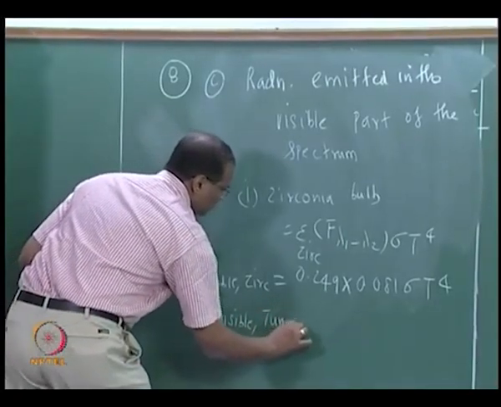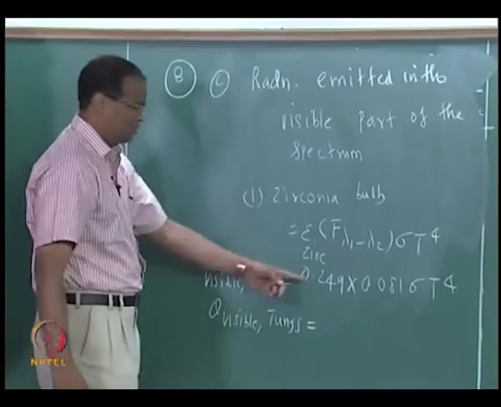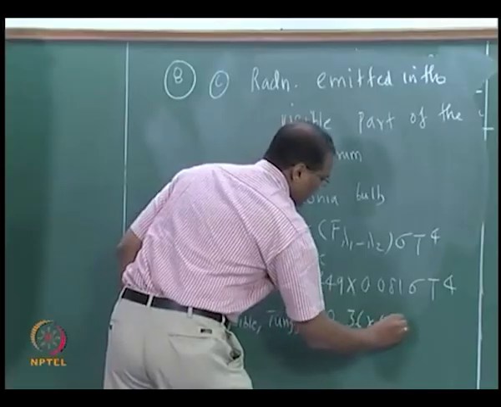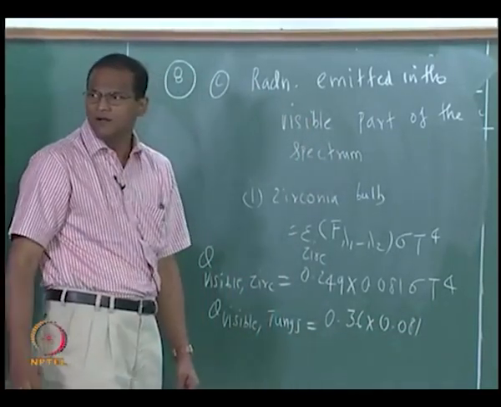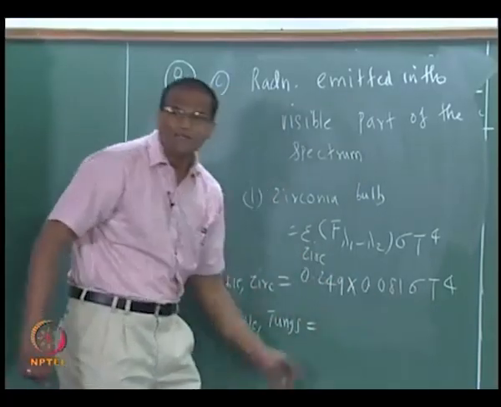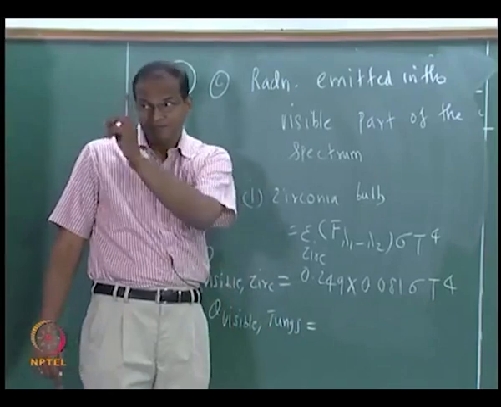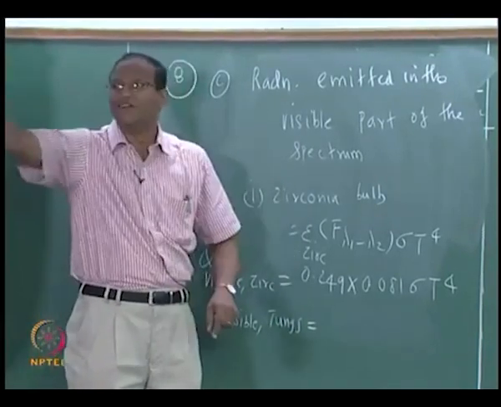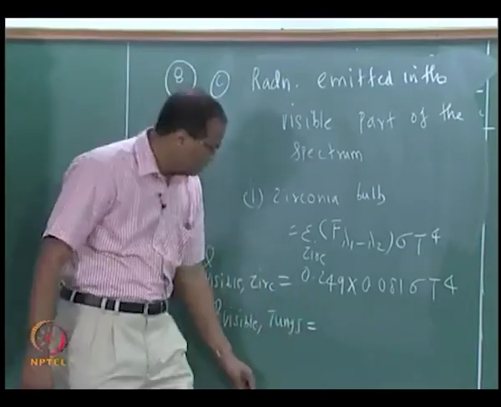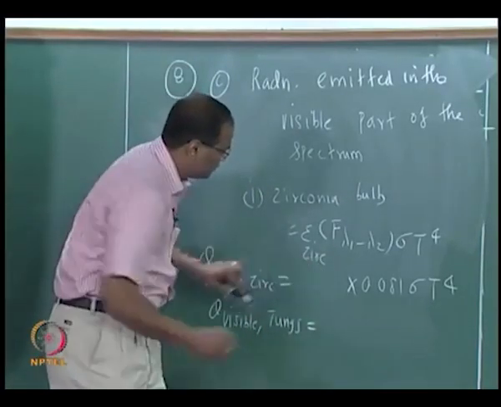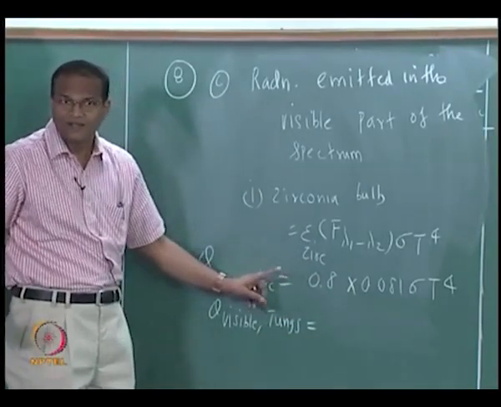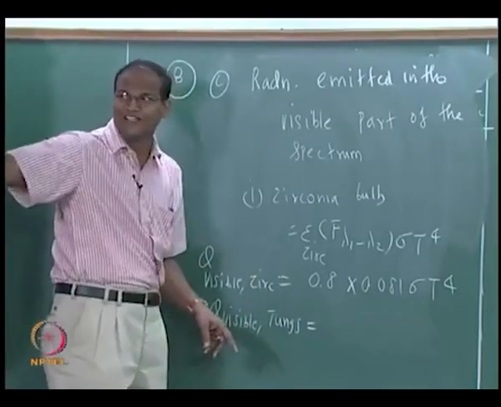So Q visible tungsten is given by 0.36. Same 0.081. Here we are having trouble. What is the emissivity in the visible part of the spectrum for tungsten? What is the emissivity in the visible part? Are you getting the point? We cannot get the... This we should not put this. I am changing a lot of things. Just hang on. So for tungsten, tell me.